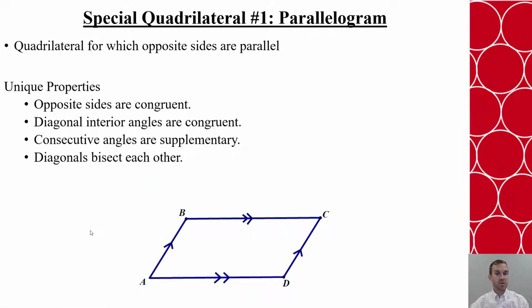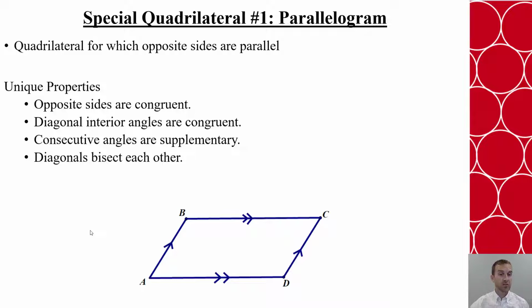Now, within the quadrilaterals, we often talk about some very specific quadrilaterals, the first of which is the parallelogram. And a parallelogram is a quadrilateral for which the opposite sides are parallel. Because of this relationship, the opposite sides are congruent, the diagonal interior angles are congruent, and the consecutive angles are supplementary, and the diagonals will bisect each other.